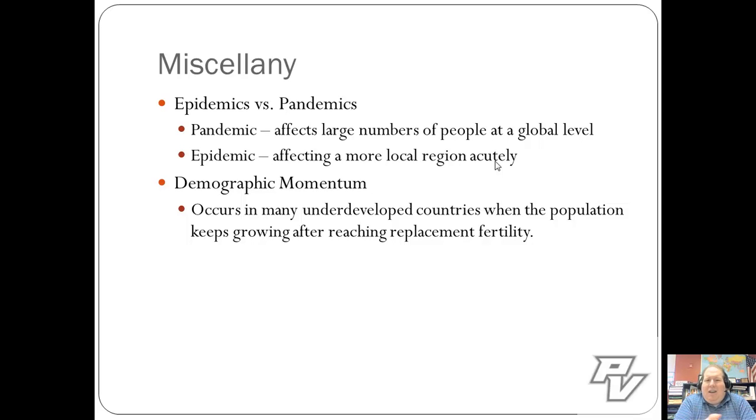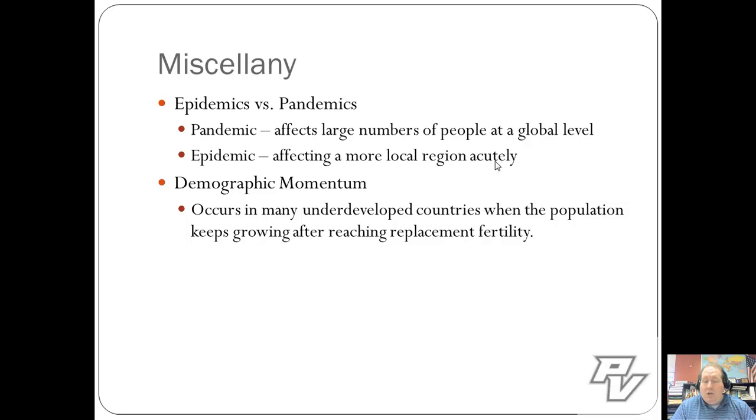Some miscellaneous stuff comes into play when we talk about populations. Don't forget about epidemics and pandemics. We've given you some notes on epidemiologic transition. If you remember that chart we created in class, use your chart. Make sure you understand what epidemiologically will happen at each stage of the demographic transition.